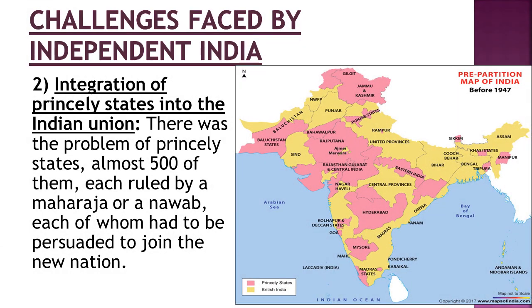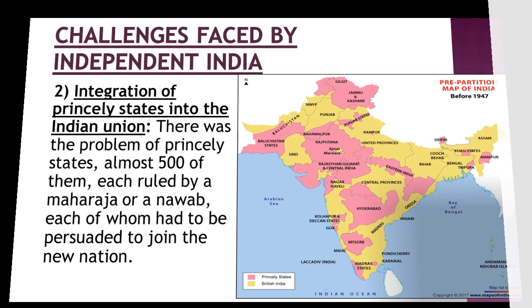The next challenge was that of princely states. They had to be integrated into the Indian Union. At the time of independence, there were about 500 princely states in India. Each was ruled by either a Maharaja or a Nawab, and they had to be persuaded or requested to join the Indian Union because our leaders wanted to have one government for the entire India.